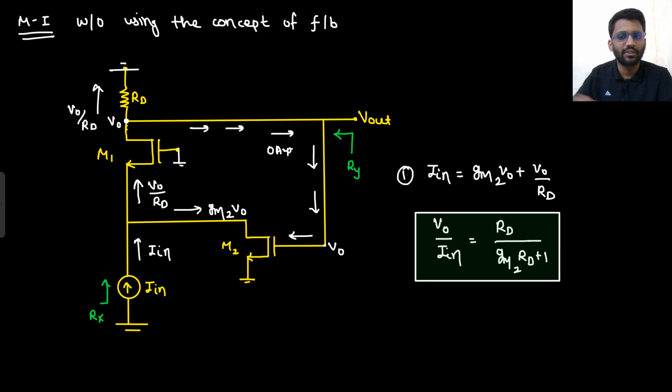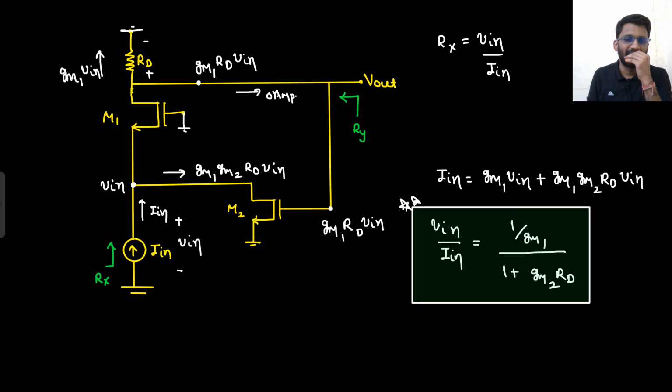First we solved without the concept of feedback topology. This was also a good question even if we are solving without the concept of feedback topology, because there you smartly need to see how much current is there. So there was 0 ampere current here, so V naught by RD, then you need to apply good equations. Then you got to know V naught by I in is RD upon GM2 RD plus 1. And then we saw the input resistance. So for input resistance we need to calculate V in by I in.